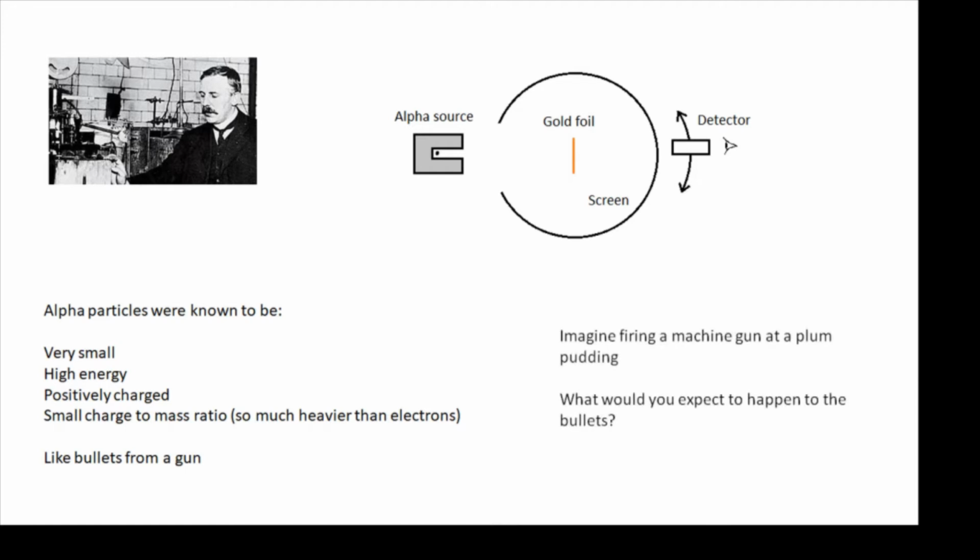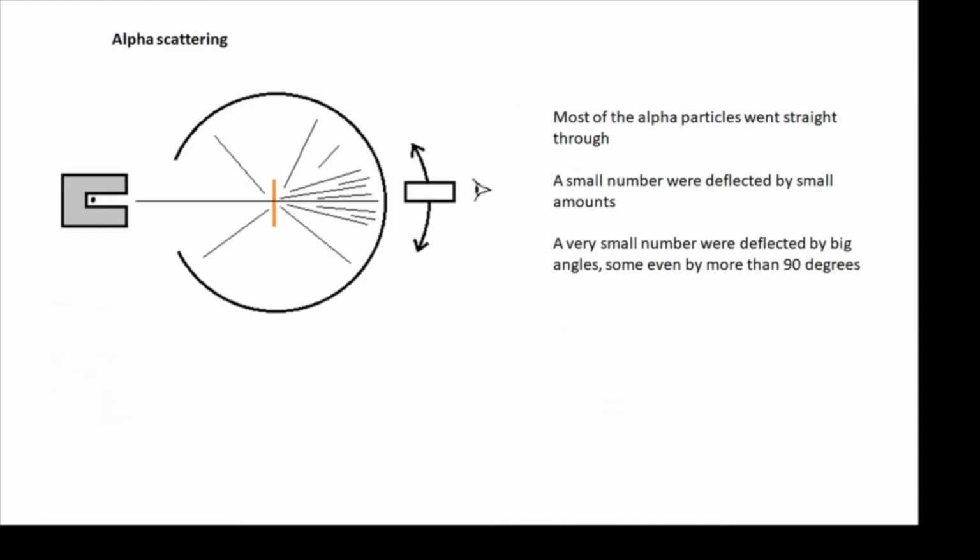So, imagine firing a machine gun at a plum pudding or a piece of tissue paper. What would you expect to happen to the bullets? Obviously you'd expect them to go straight through. What happens is that most of the alpha particles do go straight through. However, a small number are deflected by small angles. A very, very small number are deflected by big angles, even more than 90 degrees.